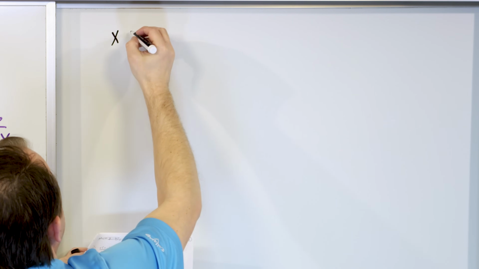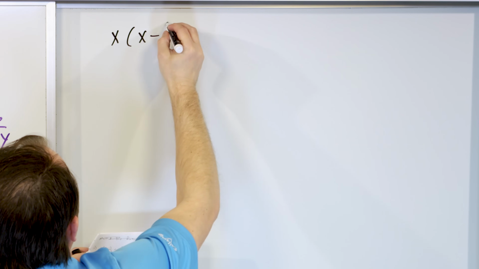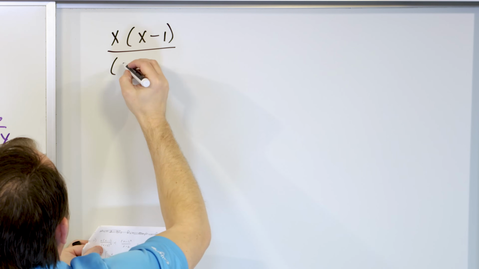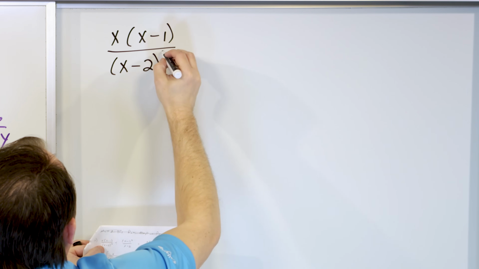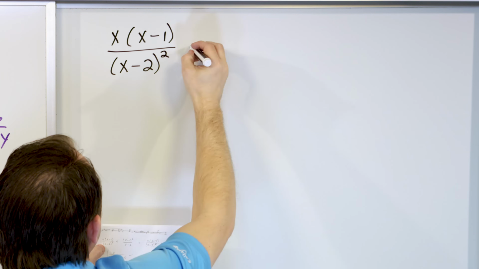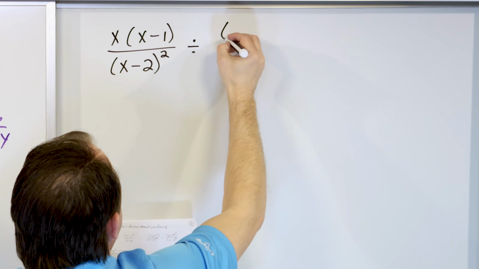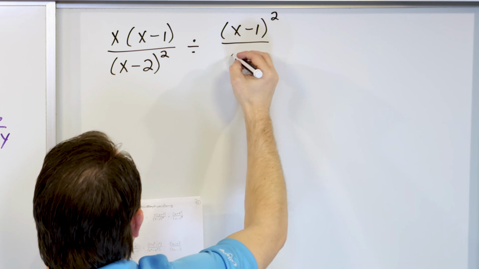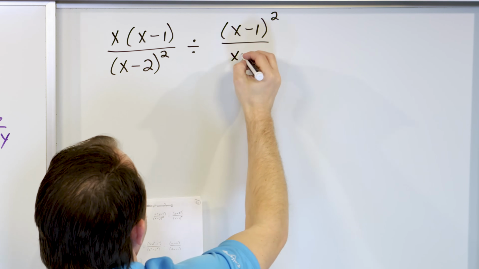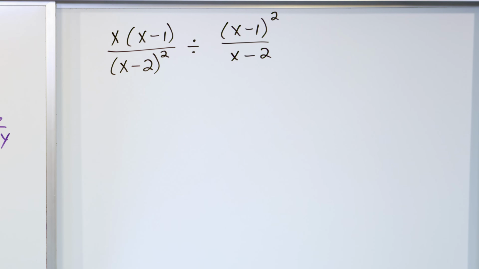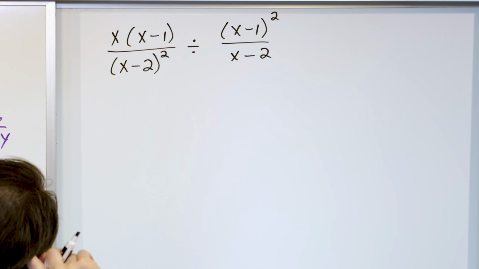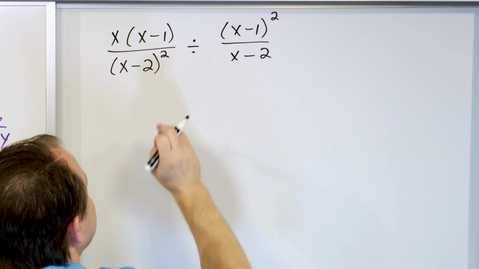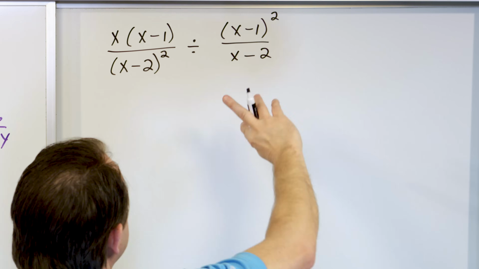It's x times x minus 1 divided by x minus 2 squared. That's rational expression number 1. I'm going to divide that by another rational expression, x minus 1 squared, and then on the bottom will be x minus 2. All right? So I have 2 rational expressions there, and they're divided. So the first thing is you want to change this to multiplication and flip over the next guy.